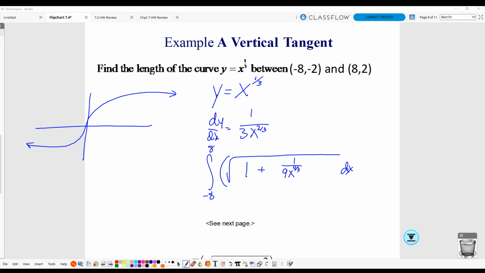So there's a symmetry to this. So maybe I can cheat the system and go from 0 to 8 and then double it. Is that one gonna work?